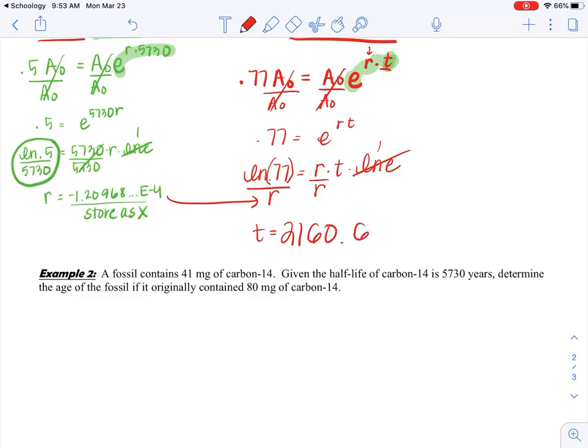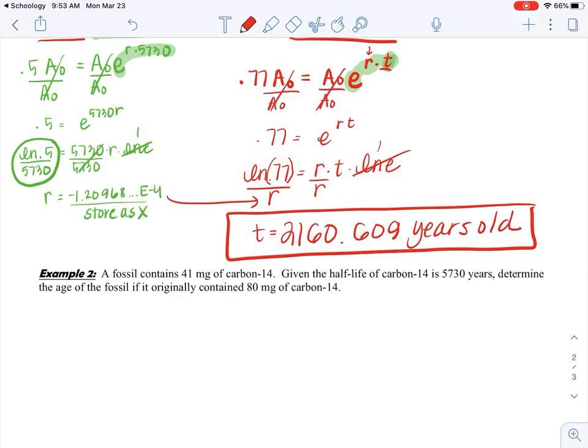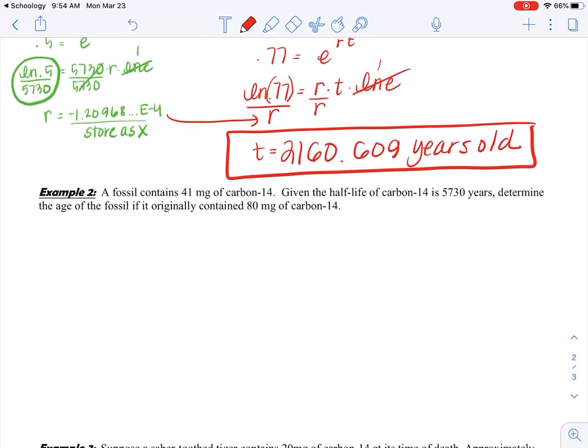So you should get 2160.609 years old. Please make sure you have your calculator out and you are practicing getting these answers also. All right, let's try another example.